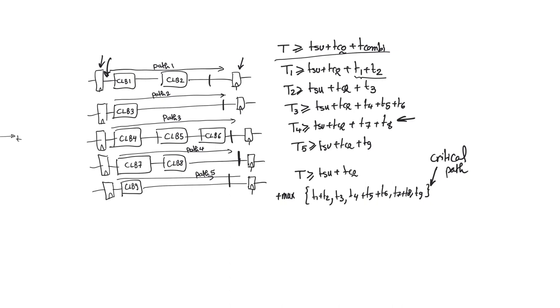Again, when we talk about T1, T2, all the way up to T9, we are talking about the worst case delays for each of these combinational logic blocks. So the critical path is basically the worst of the worst. It's giving us the worst case of the worst case.